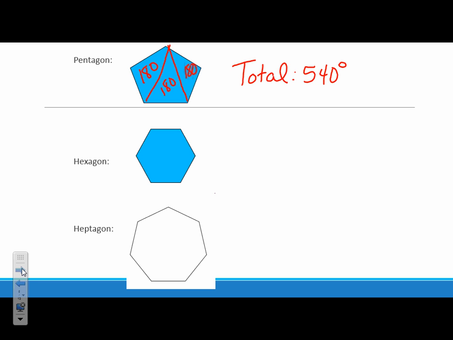And if we continue doing the same thing with a hexagon, corner to corner, corner to corner, corner to corner. Look, a six-sided shape, 6 sides, was made into 4 triangles, and each one is 180 degrees. 180 times 4 means the total number of degrees in this shape will be 720. Now we could continue this on.